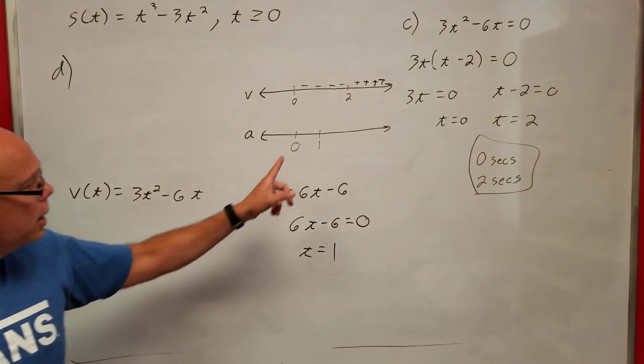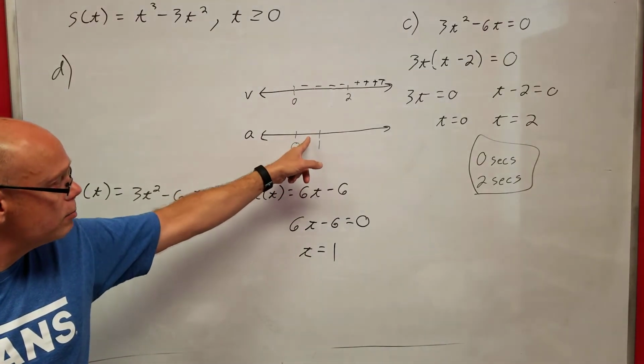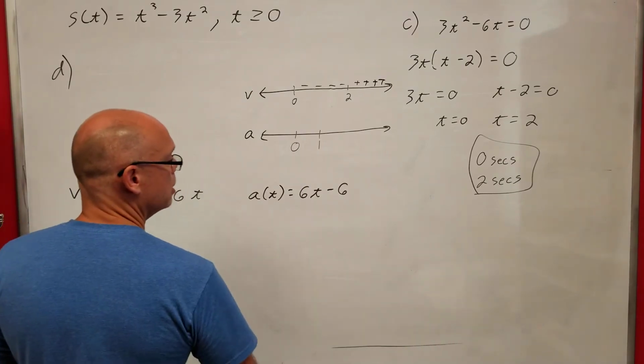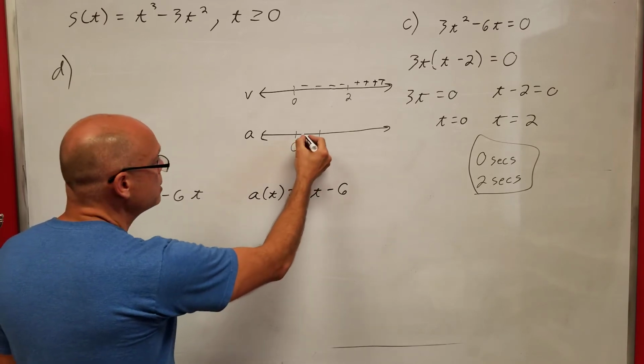How about my acceleration function? Is it positive or negative here? I don't know. Let's test. Pick a test value, a half. So what happens whenever I pick a half right here? That's 3 minus 6, which is negative, so I get negatives here.